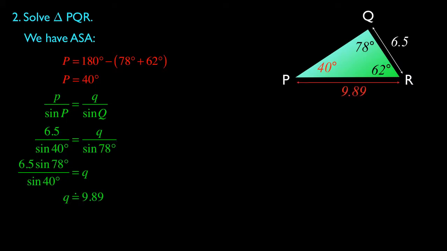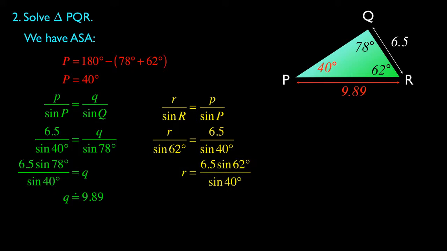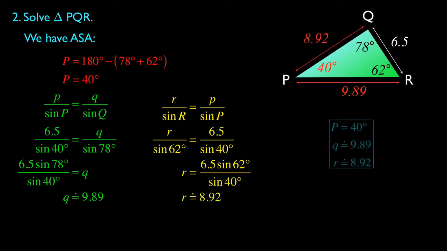I now just have to get my third side. Once again, employing the sine law, r over sine r equals p over sine p. Filling in the values that I know, I get r over sine 62 is 6.5 over sine 40. Isolating for r, I get r equals 6.5 sine 62 over sine 40. Finally, r is 8.92, and now we have all missing sides and angles, so the triangle is solved.